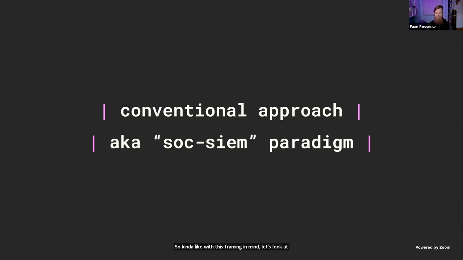With this framing in mind, let's look at some ways in which to solve this problem. I'm going to start with the conventional approach, today's orthodoxy. I'm going to call it the SOCSIM approach or SOCSIM paradigm. I'm obviously very well aware that modern organizational cyber defense contains many more elements and complexity. But I think for the moment, we can make an argument that these two are at the logical core of how modern organizational cyber defense operates.